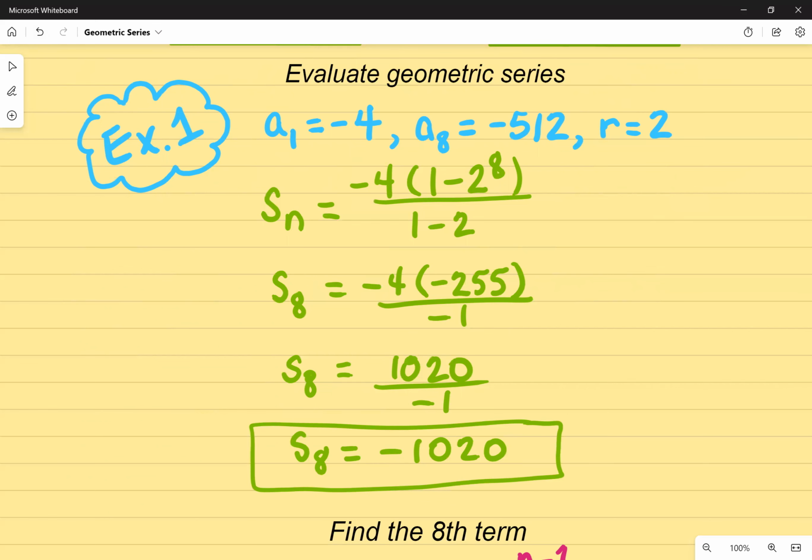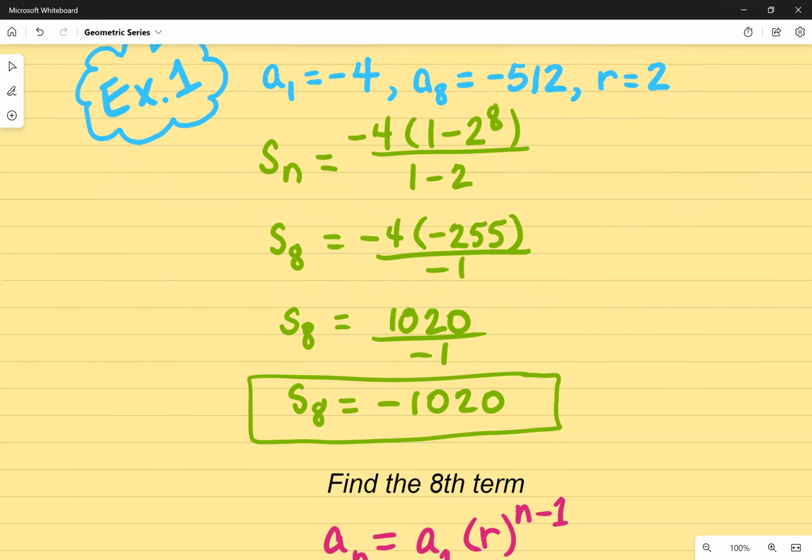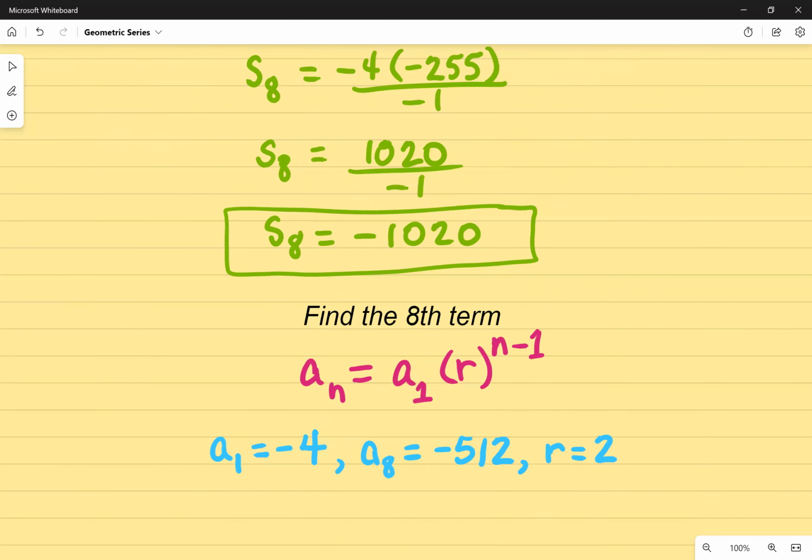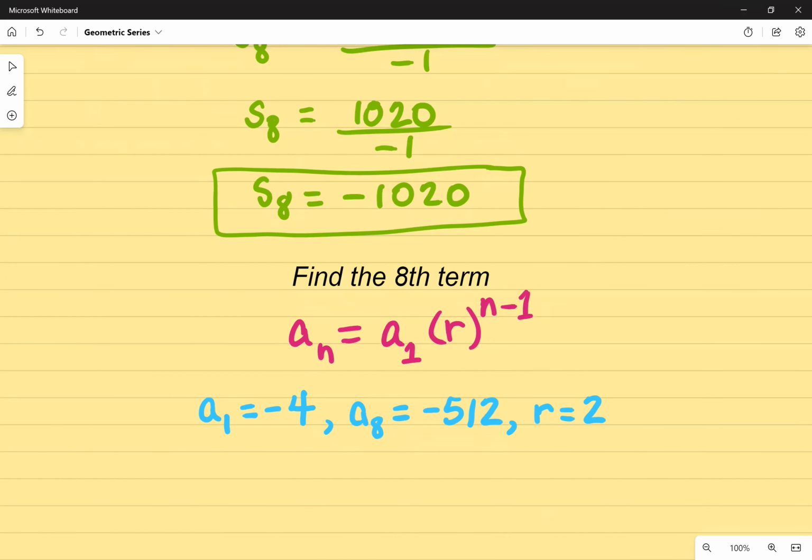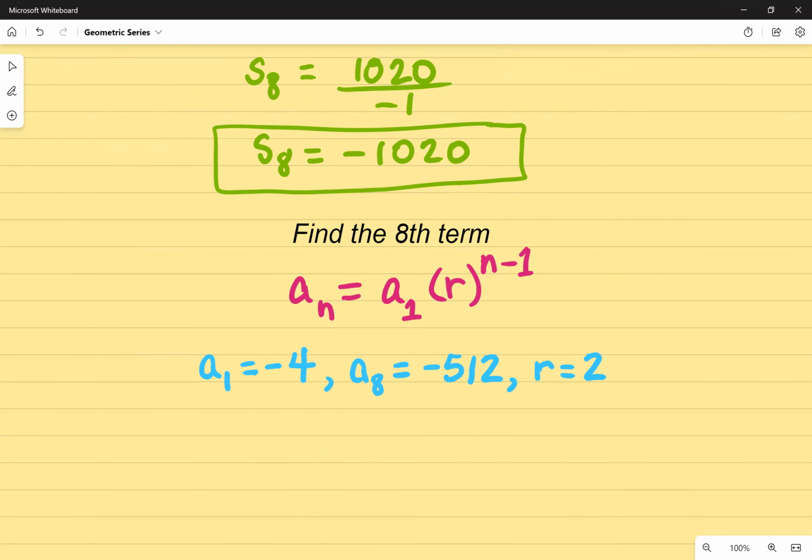-1020, excuse me. If I was trying to use that same information, but this time I wanted to find the 8th term, I'm going to use this formula that's shown. And with this formula, I need to know my A sub 1, my R, and again, the n. And my n is what I'm trying to find in my direction. So I'm trying to find the 8th term.